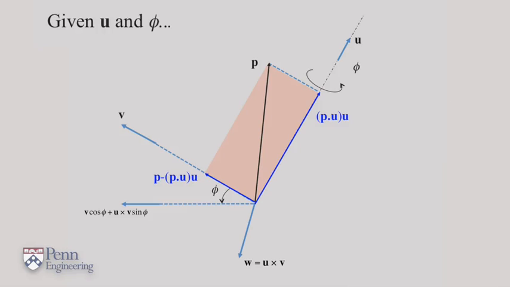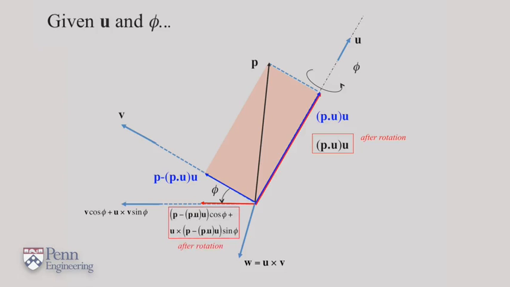So the vector p after rotation now consists of two new components, one of which is the same as the component before, the one parallel to u, but the one perpendicular to u has changed, and that is now given by v cosine phi plus w sine phi. If I add up these two components, I get the new vector.